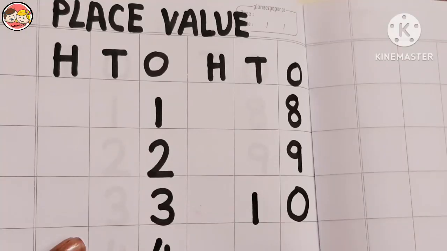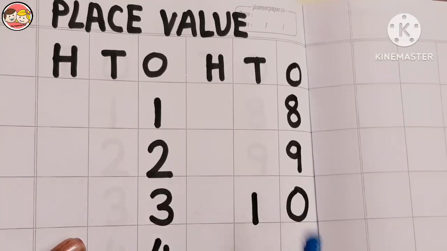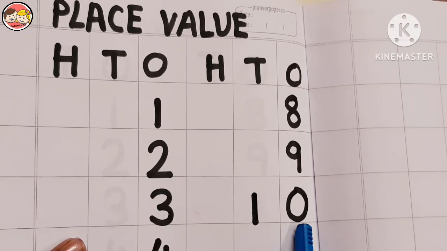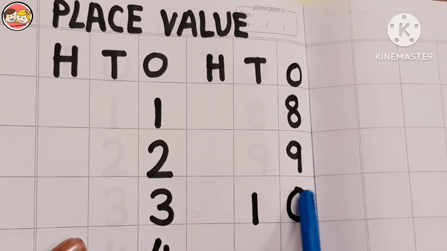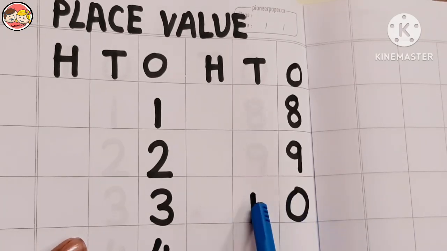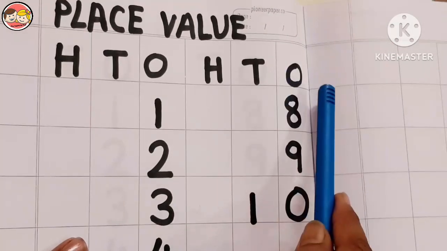What comes after number 9? Yes, number 10. There are 2 digits in number 10. We all know very well, number 10 is the smallest 2-digit number. So we can't write number 10 in a single place. For that we need 2 places. These are tens and ones.